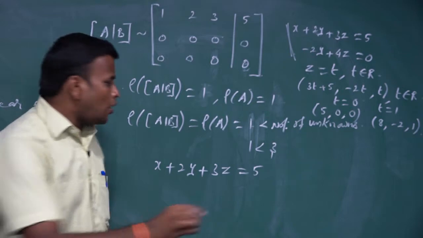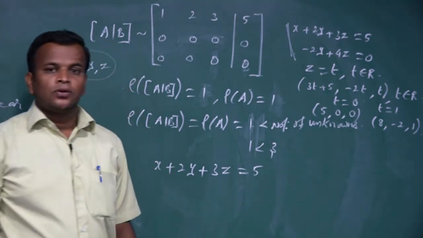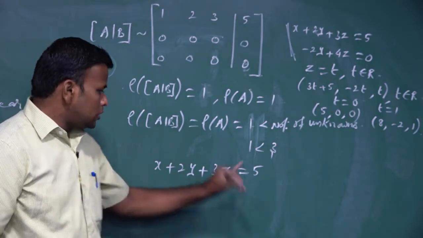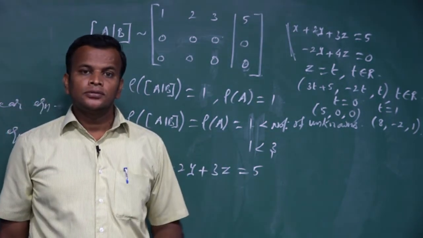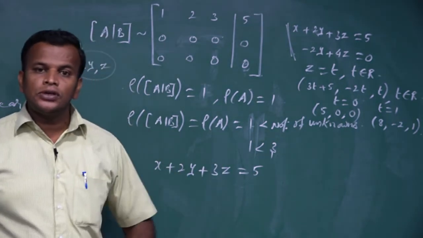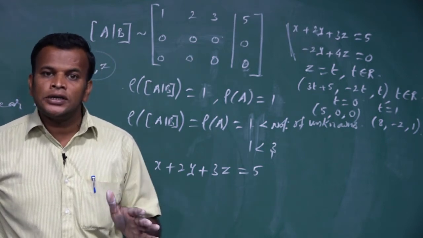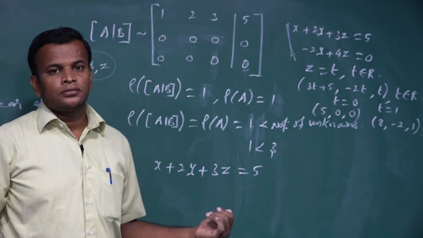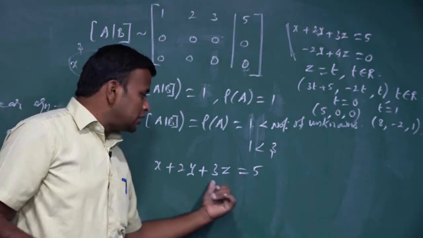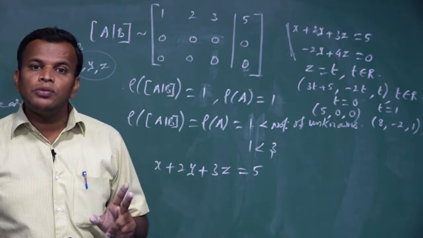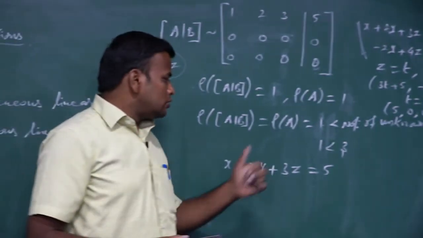Now how many equations do we have? Only one. And how many unknowns? 1, 2, 3. How to solve? We can't solve directly. So in this case, we assign 2 variables as constants, because it has only one equation and 3 unknowns, and then we solve the problem.